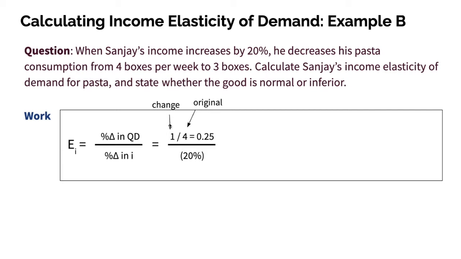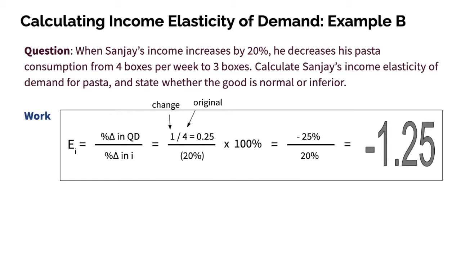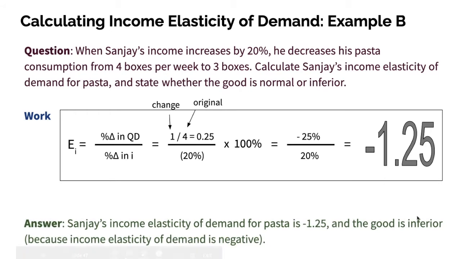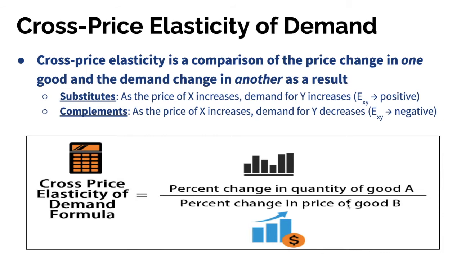The change here is 1, 4 to 3 over the original 4. So 0.25, we're going to end up with negative 25% on top over a positive 20% on bottom, or negative 1.25. And because it's negative, that tells us this is an inferior good. As soon as you know income elasticity is negative, that automatically tells us the good is inferior, as I wrote in the answer. Now, that's income elasticity.